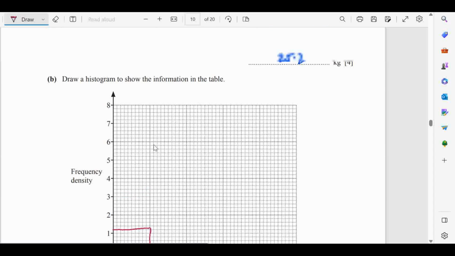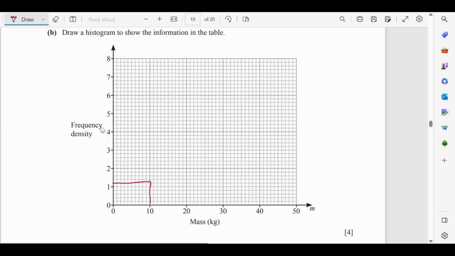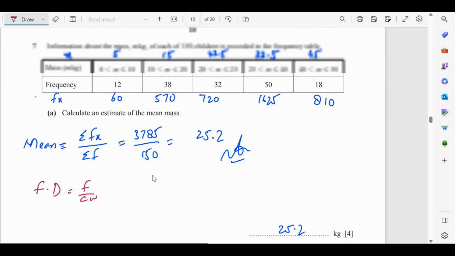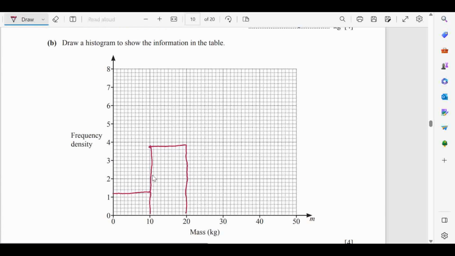Okay, now 10 to 20, this will be 3.8. So this will lie somewhere here, 10 to 20. Then 20 to 25, it was 6.4. So it will lie 20 to 25. So it will be 6.4.